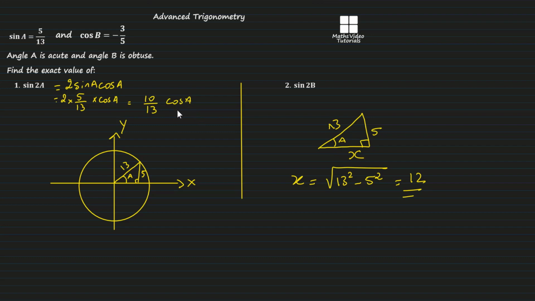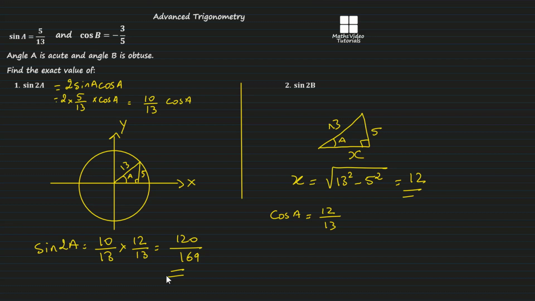Now it's easy for us to work out the cos, because the cos of the angle A is going to be 12, the adjacent to that angle, divided by 13. We can substitute this fraction here. So sine 2a is 10 over 13 times 12 over 13, and that will give us 120 over 169. That is the answer to part 1.